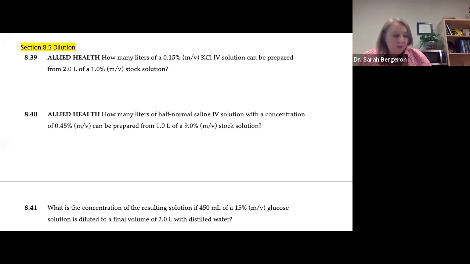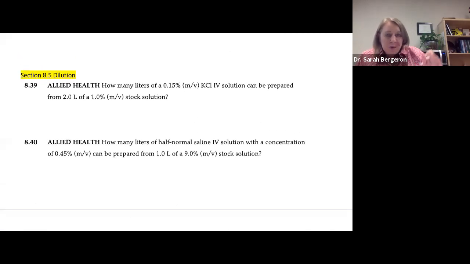Okay. So whenever we're doing these problems, what you always want to remember is your formula. So go look, find your formula. Your formula should be concentration initial times volume initial equals concentration final times volume final. Okay, you can always go back and find that formula. So now read your question. How many liters of a 0.5% mass by volume KCl solution can be prepared from 2.0 liters of a 1% mass by volume stock solution?